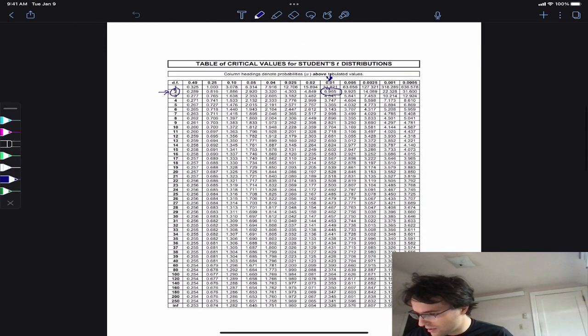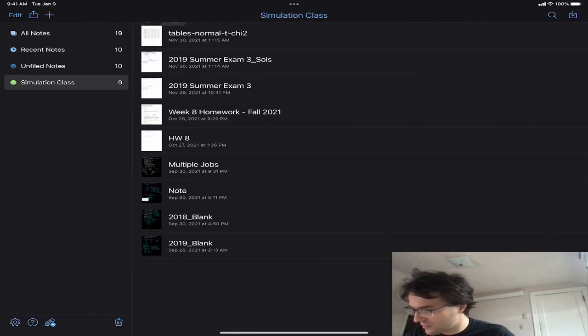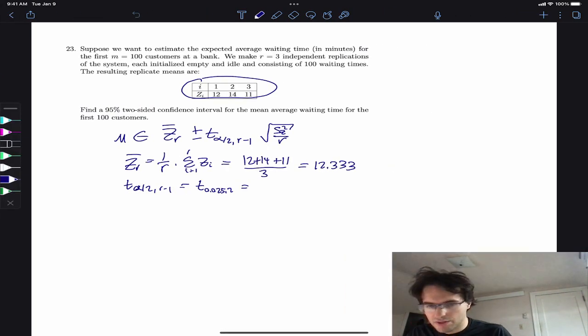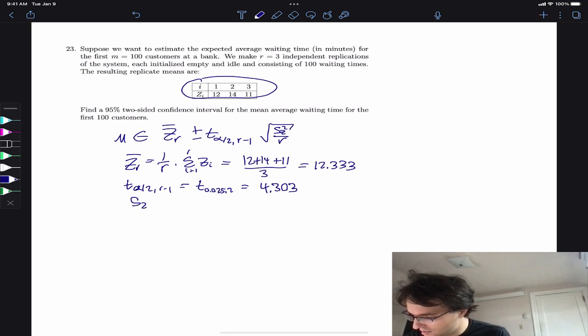So we have to go up here. Let me erase my old marks. Okay, 0.025 and 2. So we have 2 degrees of freedom, and we want 0.025, which is right this column here. And so the value we have is 4.303. So we grab that, which is 4.303. And finally, what about SZ squared?